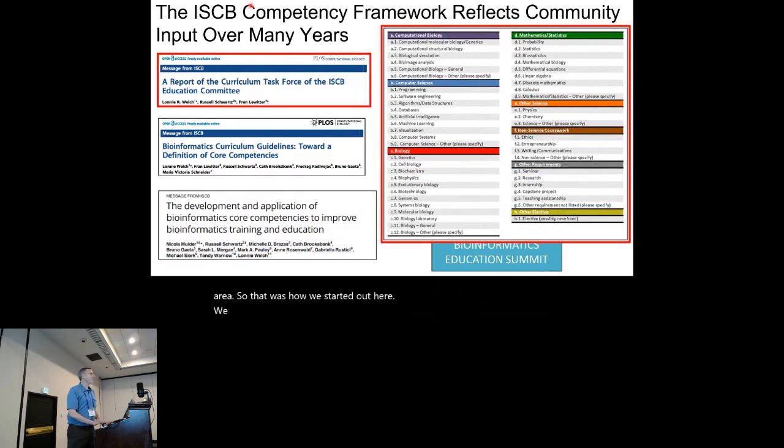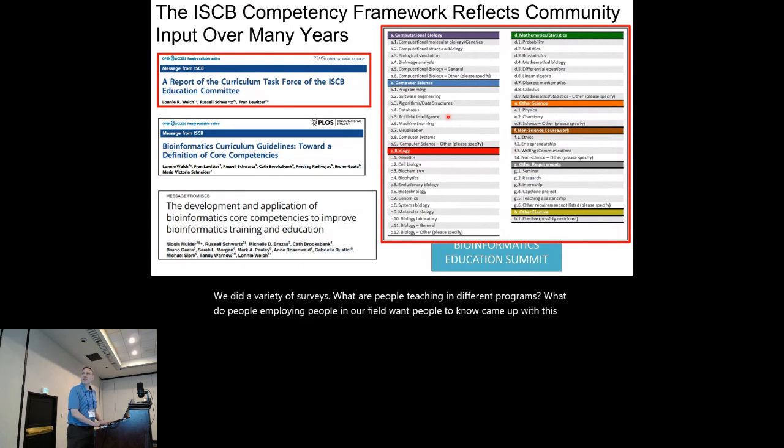We did a variety of surveys. What are people teaching in different programs? What do people employing people in our field want people to know? We came up with, this is an example of a controlled vocabulary. What are different people teaching? And we thought we would ask the question, what's the consensus? So we can come up with some recommendations for everyone else who wants to teach in the area.